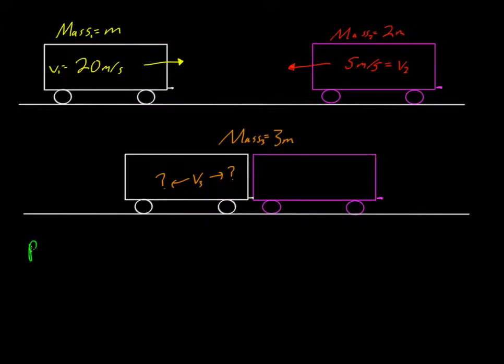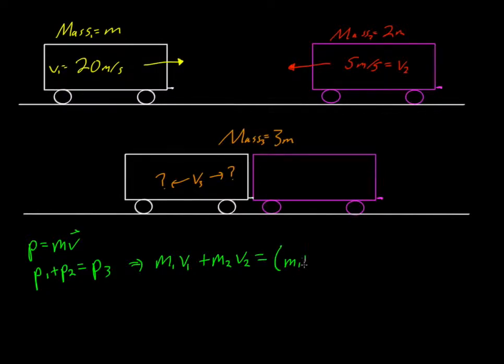Recall that momentum is defined as the mass times the velocity. Velocity is actually a vector, so it has a direction associated with it. And the conservation of momentum states that P1 plus P2 is going to be equal to P3. The total momentum inside the system must remain the same. For us, that's going to mean that m1 times v1 plus m2 times v2 equals m1 plus m2 times v3.